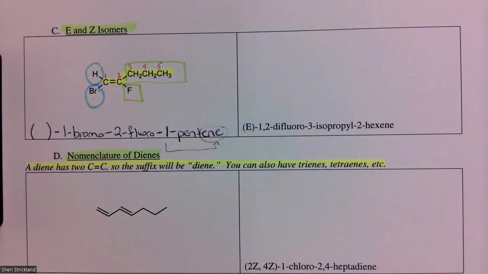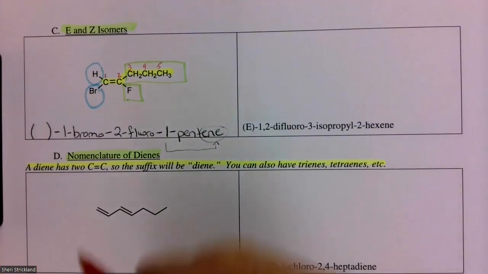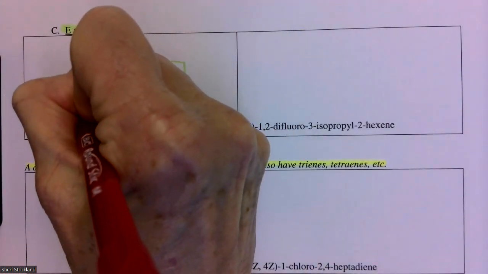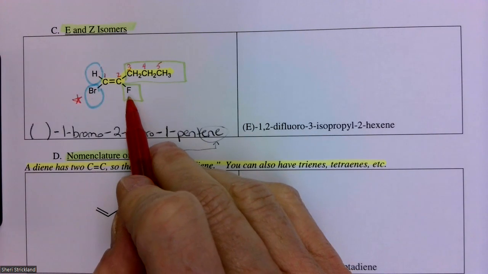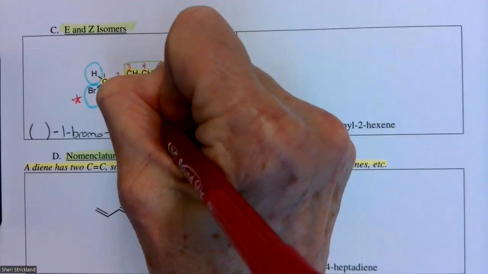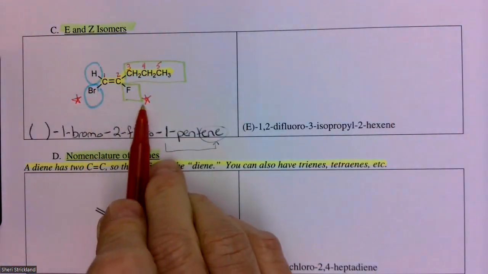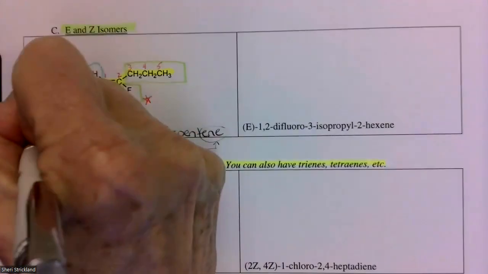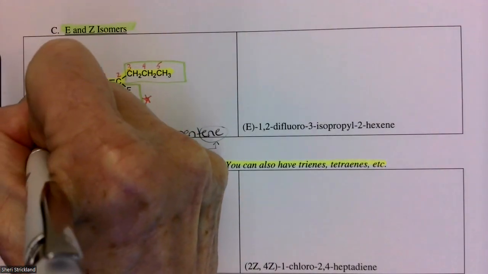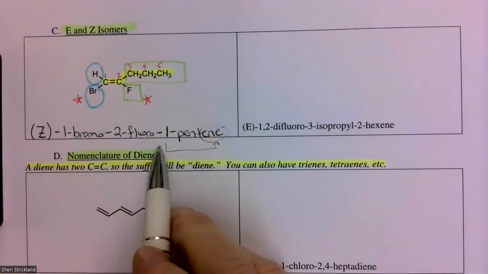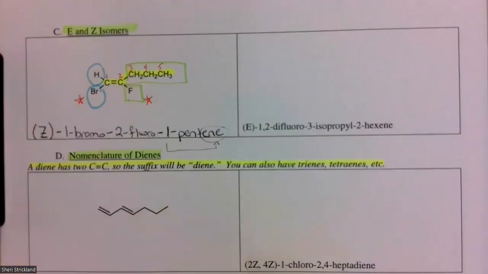So these are the Cahn-Ingold-Prelog rules. Bromine has a higher atomic number than hydrogen, so this is a higher priority. Fluorine has a higher priority than carbon, so this has a higher priority. The two groups of higher priority are on the same side, and that makes this Z. I would recommend this as a strategy for naming in general: do the parent, do the stuff that's attached to it, do the stereochemistry.